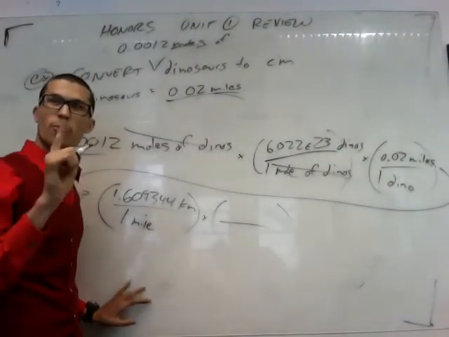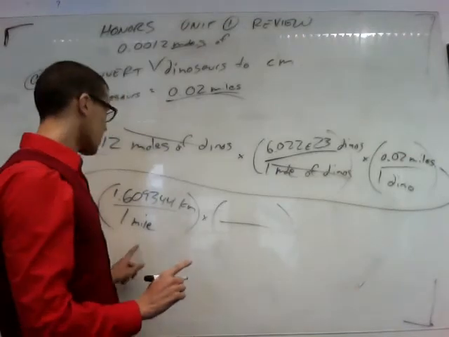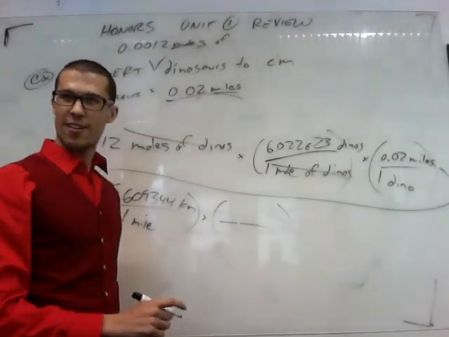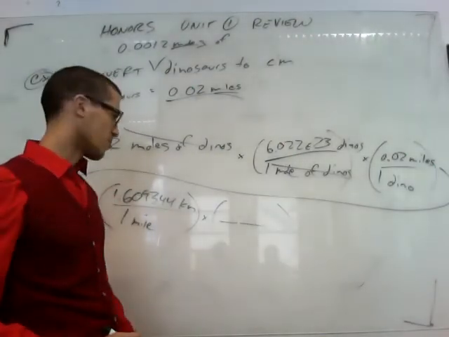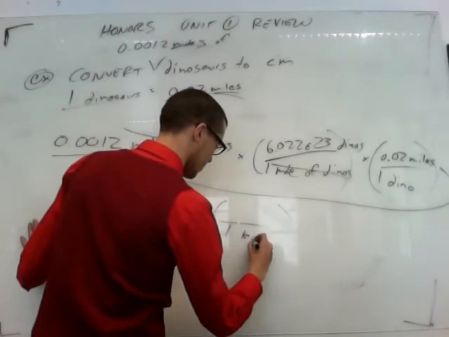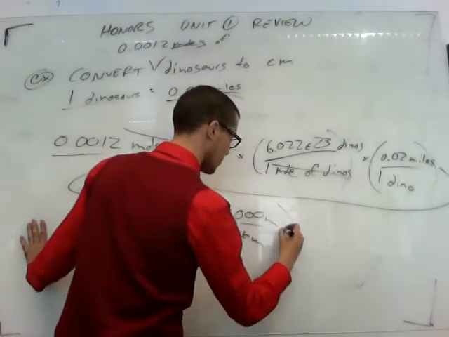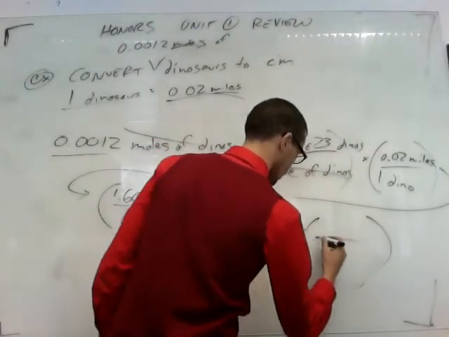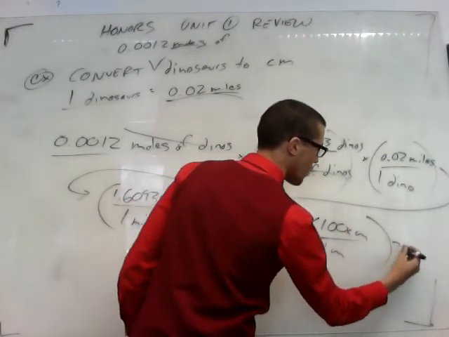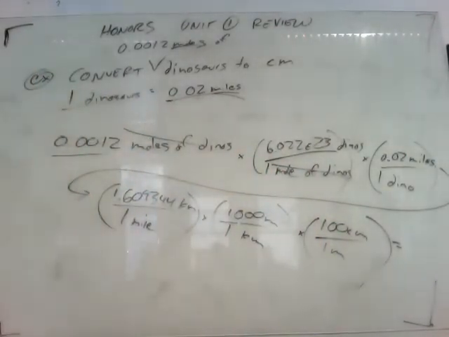So here's the goal. We're going to go from kilometers into meters, and then from meters into centimeters. Stay with me. This is going to take 20 seconds. Ready? Time me. 1,000 meters in 1 kilometer. And then 1 meter is, bam. That's it. Less than 20 seconds.